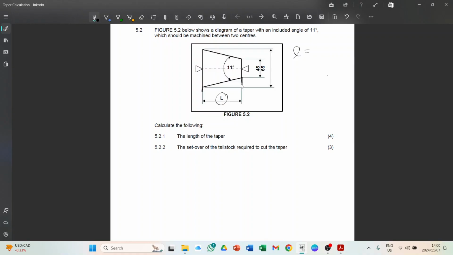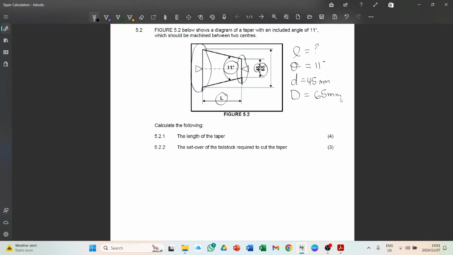Then they gave you 11 degrees. So the symbol that you use for there will be your theta, is 11 degrees. Then you have a small diameter. As you can see, there's a small diameter and a large diameter. The small one is the 45 millimeters. It's always millimeters, even if they don't show it on the sketch. And then your large diameter, which will be a capital D, is 65 millimeters.